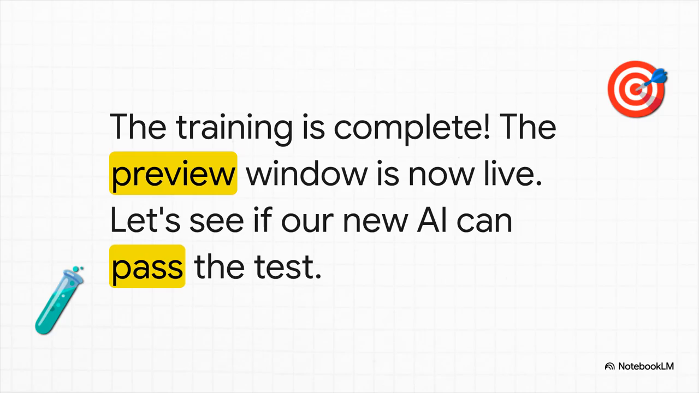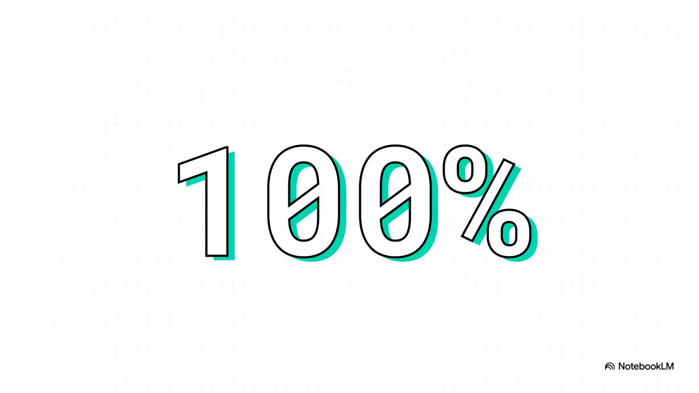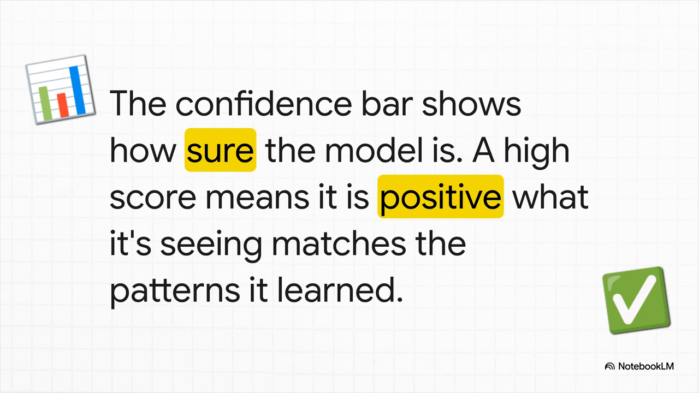It's working. Now look at that bar at the bottom. Watch it when I make a happy face. Bam! It spikes all the way up. It's not just guessing, it is certain. That number you're seeing, that's the model's confidence. A high confidence score, like 100%, means our model is absolutely positive that what it's seeing matches the patterns it learned from our happy face pictures. We did it. We've actually taught a computer how to see an emotion.